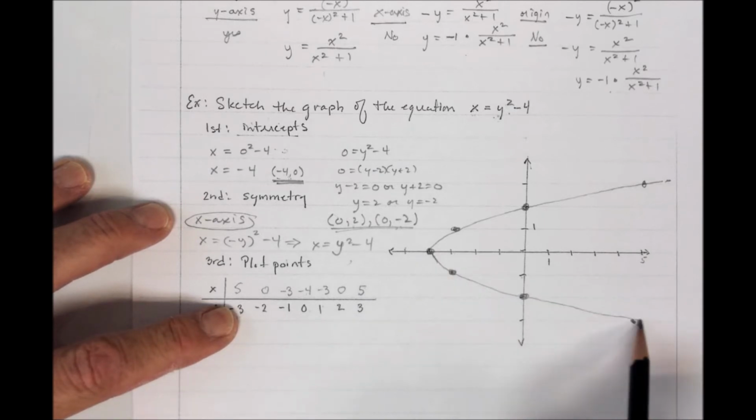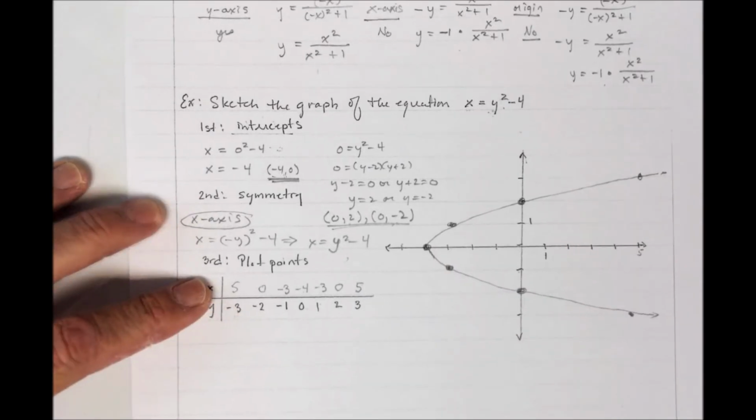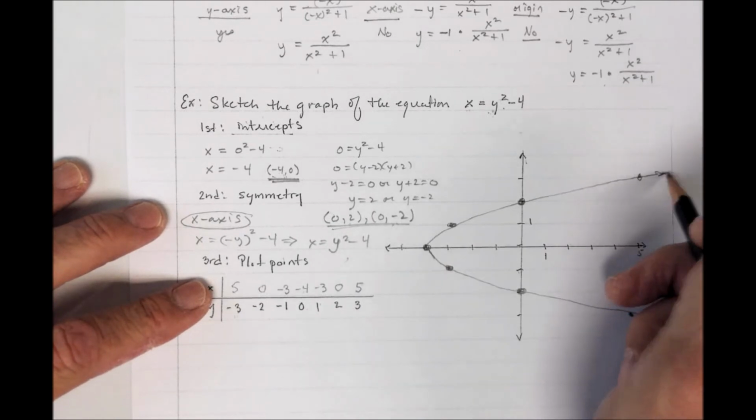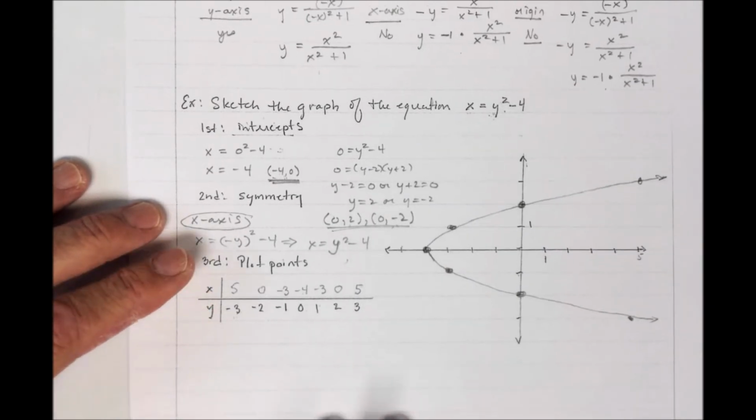Try to be as neat as you can with the graphs. Okay? And I put the little arrows here to indicate that. All right, next thing. What if we have more than one graph?